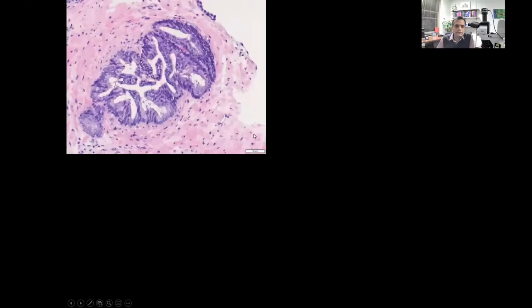So let's look at some examples here. This is a typical case of high-grade PIN where you see stratification, nuclear atypia, and some arching and some bridging. Right, so this is a complex proliferation, which is high-grade PIN. Please notice that in this case, as you go towards the center of this duct, the nuclei actually become smaller and they become more mature. So this is typically what happens in high-grade PIN, right?